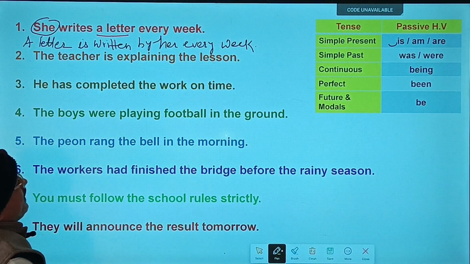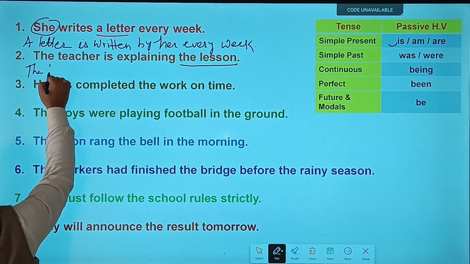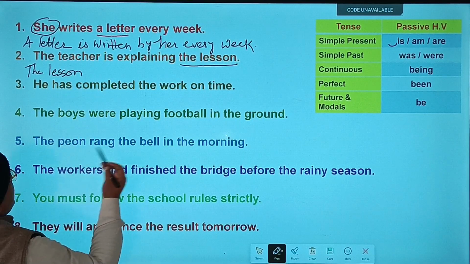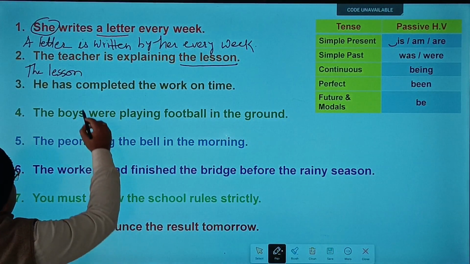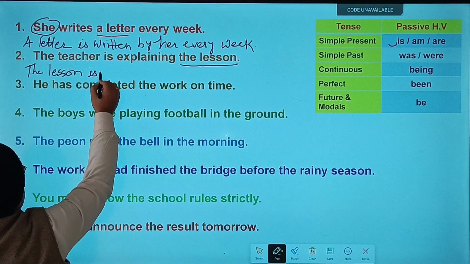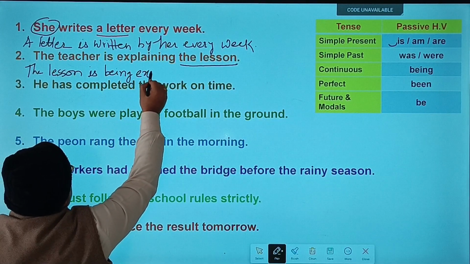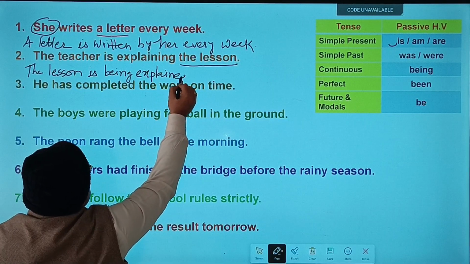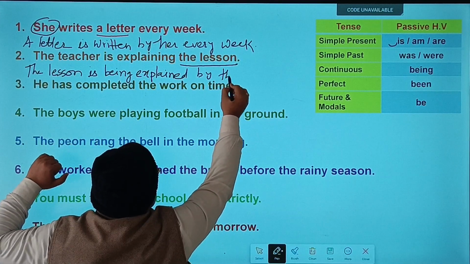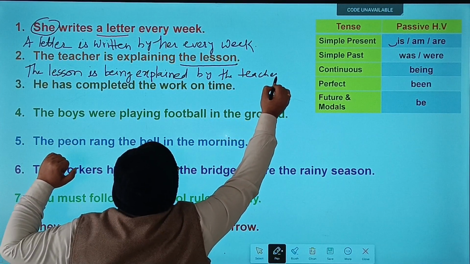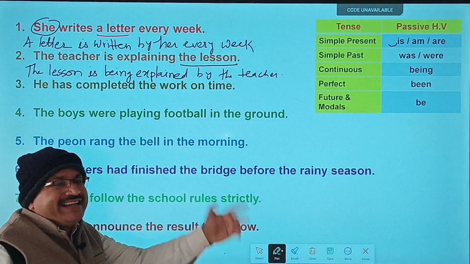The teacher is explaining the lesson. What is the object here? The lesson. Now see the tense. The tense is continuous, so being. So the lesson is being explained by the teacher. Yes or no?